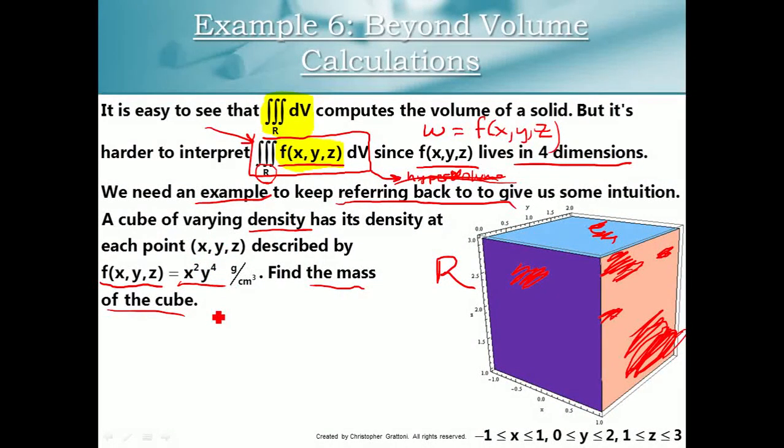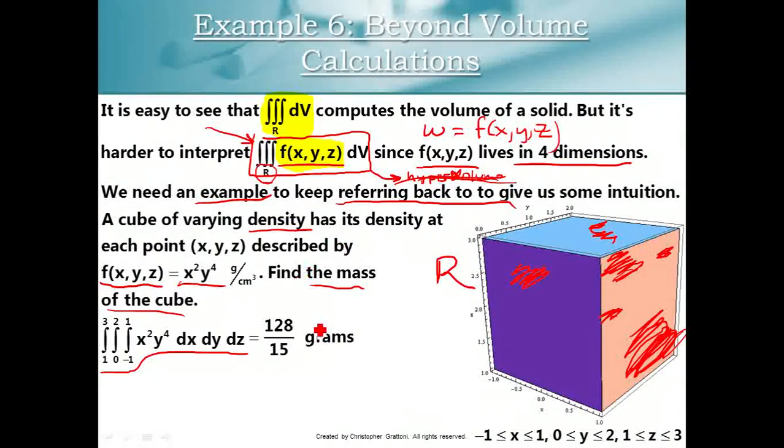f of x, y, z equals x squared times y to the 4th grams per cubic centimeter, let's say. So this expression right here represents the mass of your region. And this region has a mass of 128/15 grams.